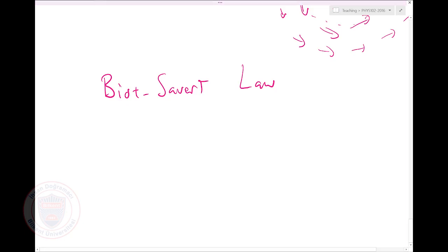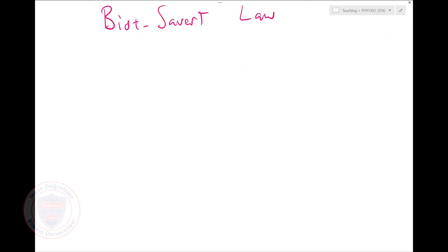It's an alternative to Ampere's law. It actually contains exactly the same information, just like Coulomb's law and Gauss's law were equivalent. Here, Biot-Savart law and Ampere's law are going to be equivalent. But it tells me the following.